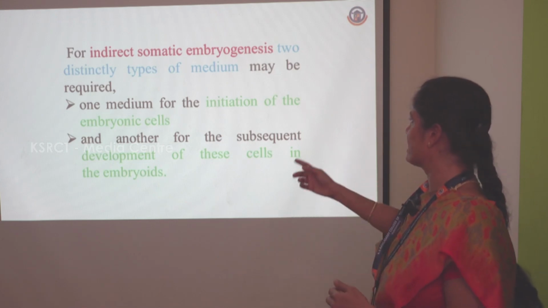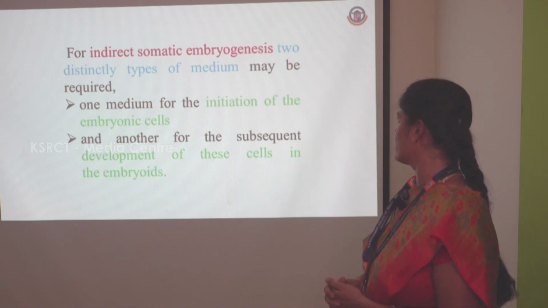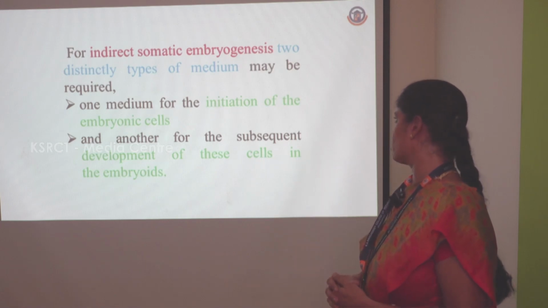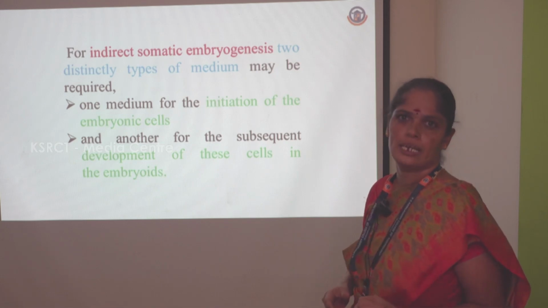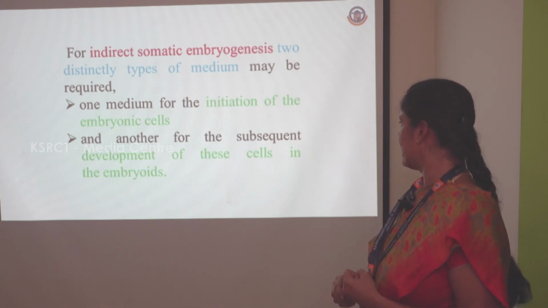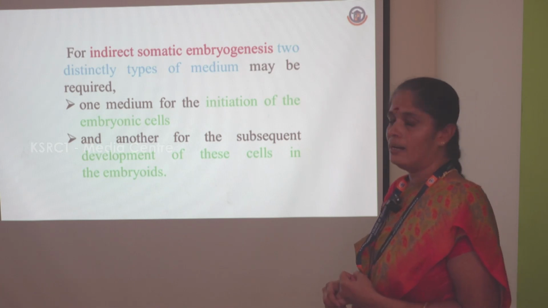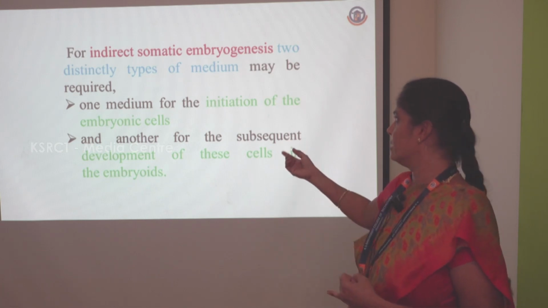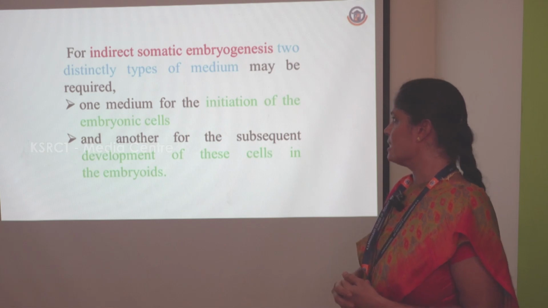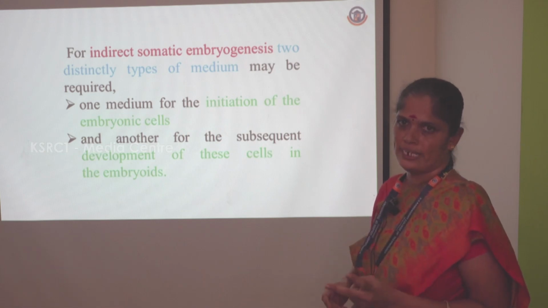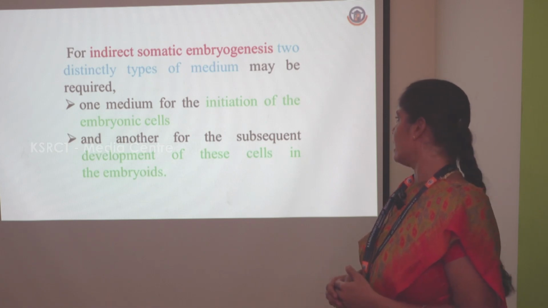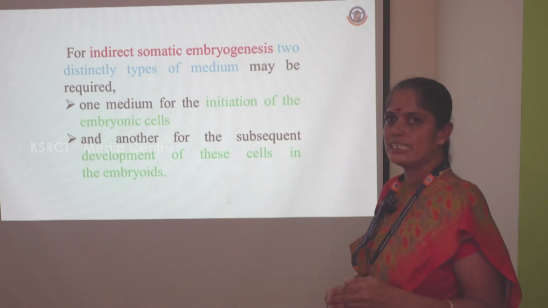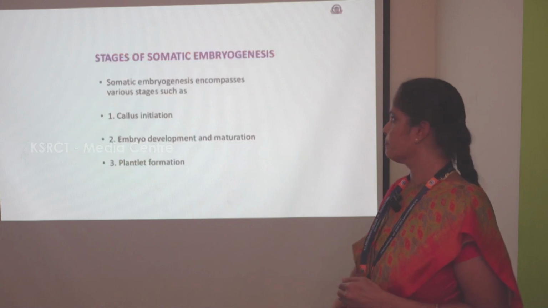Next, for indirect somatic embryogenesis, two distinct types of media can be used: one media for initiation of the embryos and the second for development of the cells into embryos. So in indirect somatic embryogenesis, we have to prepare two different types of media, one for initiation of the embryonic cells and the other for the development of the cells into embryos.